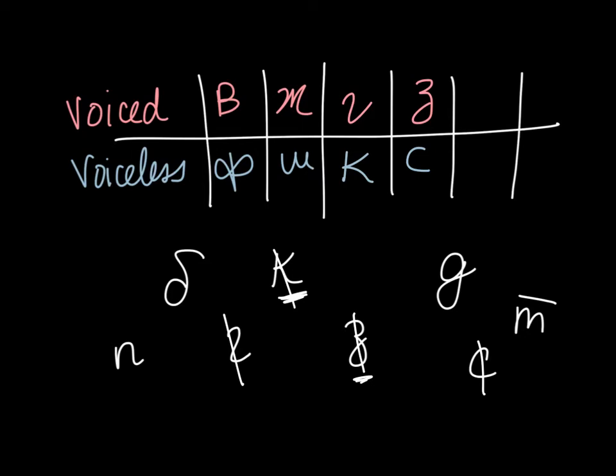How about p? Voiceless, right? So p. Where's its pair? B. So p and b. And now we're left with d and t. Which one is voiced? Which one's voiceless? D.